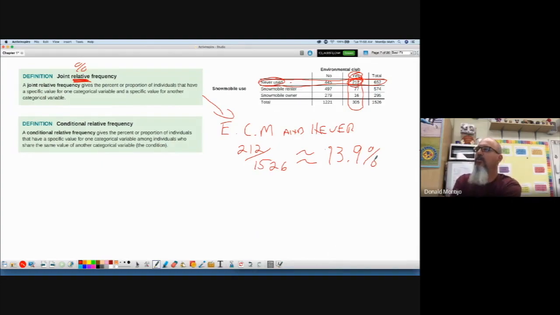And this question could be asked any way, shape, or form. It could be you're not a member of the environmental club, but you own a snowmobile. You rented a snowmobile and you are a member of the environmental club. So there are lots of different ways this joint relative frequency question can be answered. And I think it's pretty straightforward. And I'm guessing that you're not going to have many issues with this.